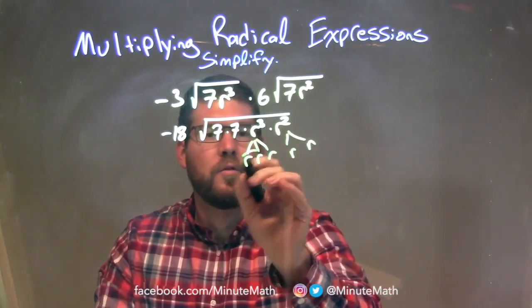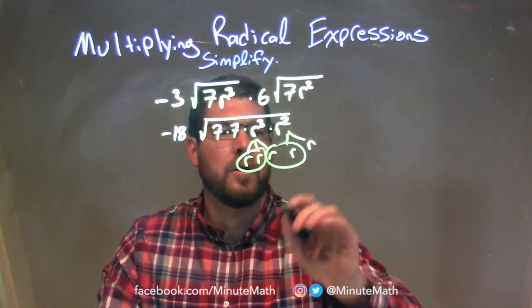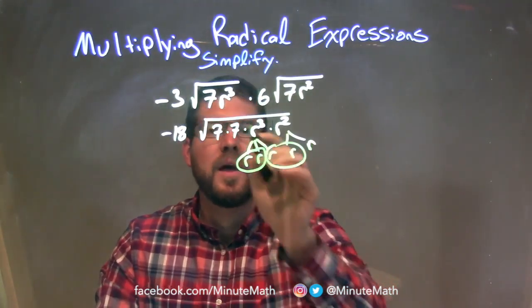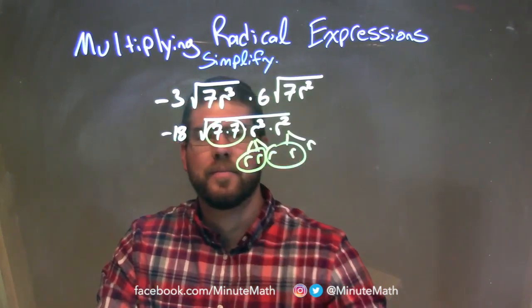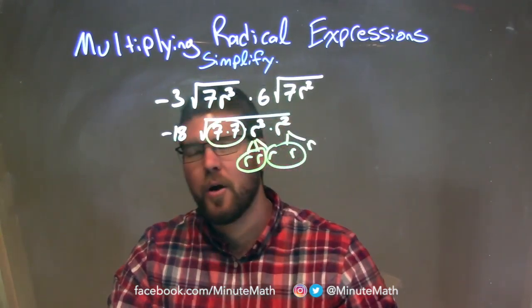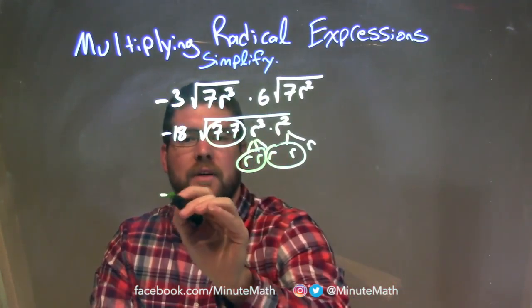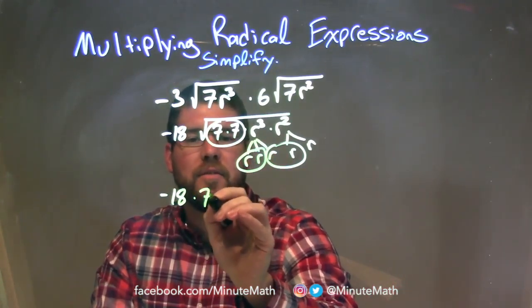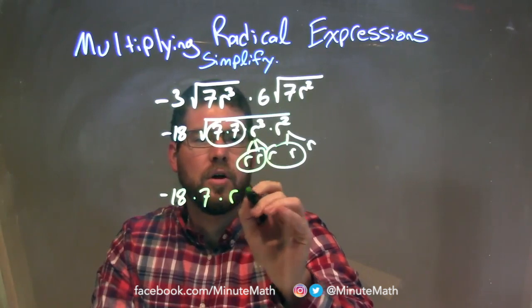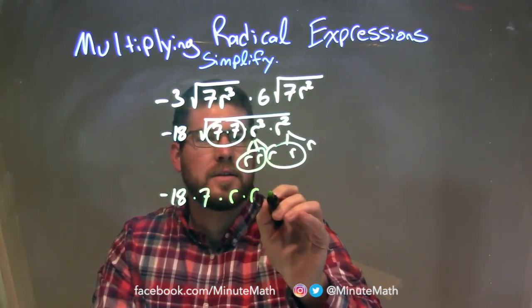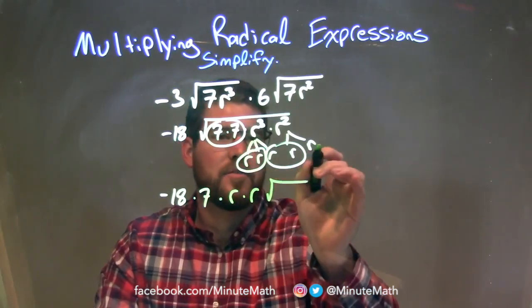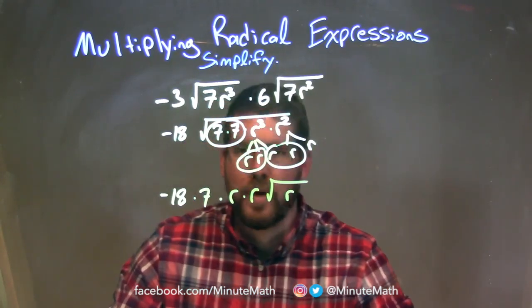So with circled pairs, we have one pair of r's, two pairs of r's, and this one r is just by itself. I also have a pair of 7s. So we can simplify this by putting all of our pairs as singles on the outside. So we have negative 18 times a 7 right there, times an r times the second r, times, well, just the square root of what's left now, just that single r by itself.